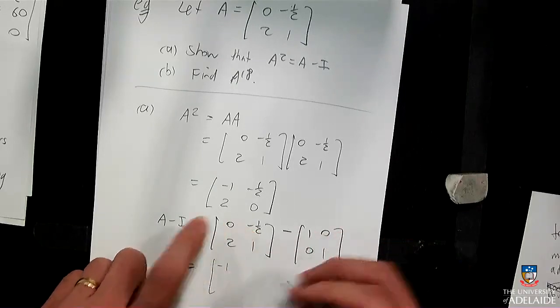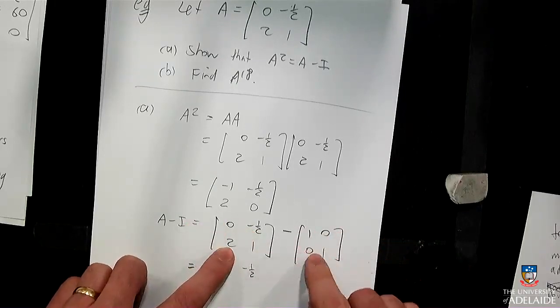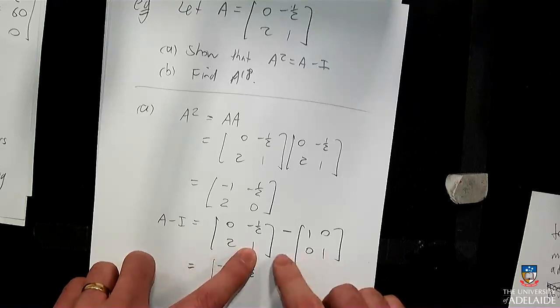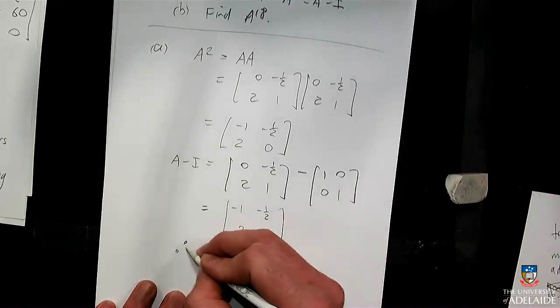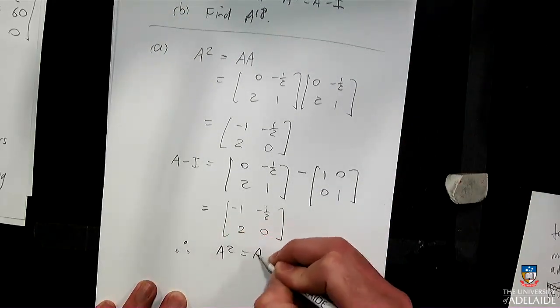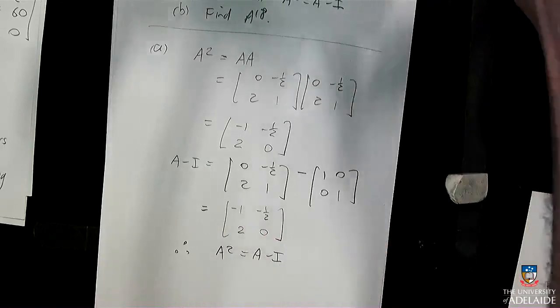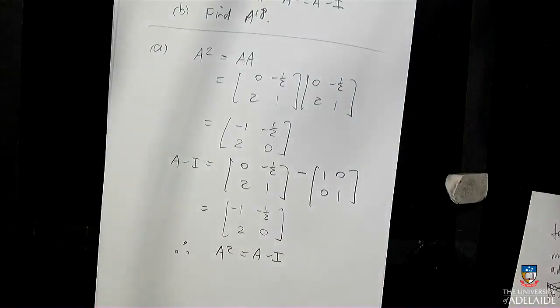So let's say 0 minus 1 is negative 1. Minus a half minus 0 is negative a half. 2 minus 0 is 2. 1 minus 1 is 0. And that is exactly the same matrix I calculated earlier. And so therefore I can say, therefore, A squared is A minus I. Beautiful.